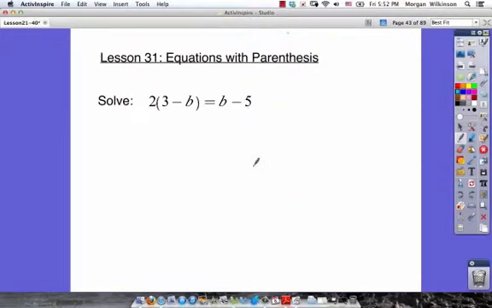Lesson 31 is about equations with parentheses, and the problems that we're going to have look something like this. What we have to do is solve this. 2 times the difference of 3 and b is equal to the difference of b and 5.